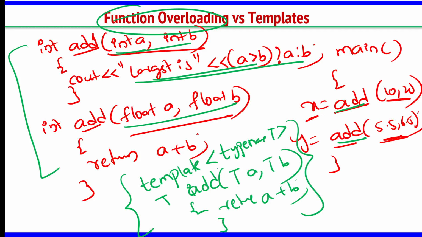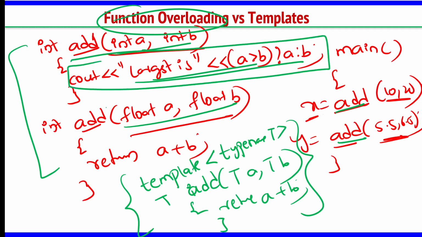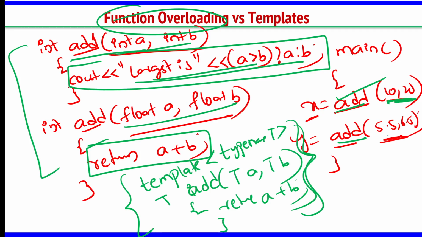You can remove the concept of function overloading from a program using templates only if the body of each function is doing the same thing. Only then can you generalize them as a template. Otherwise, how will you generalize? This add with two ints is doing some job, add with two floats is doing some other job. I cannot generalize them as a template.